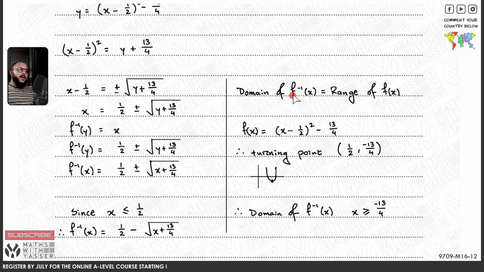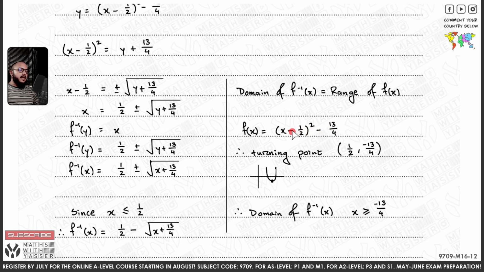Now, domain of f inverse of x is equal to range of f(x). This is how we will always be finding, doesn't matter whether they're asking for the domain or range of f inverse. If it is the domain that they're looking for the inverse function, we will be finding the range of the original function and vice versa. So f(x) is, this was the original equation. f(x) is (x minus half) squared minus 13 by 4. This was the equation we got by completing the square.